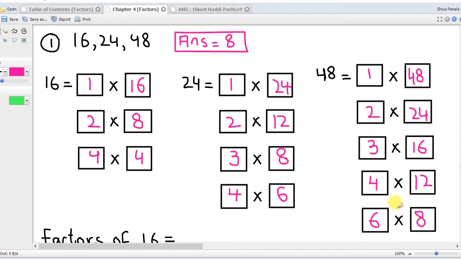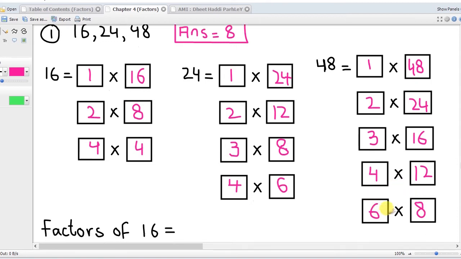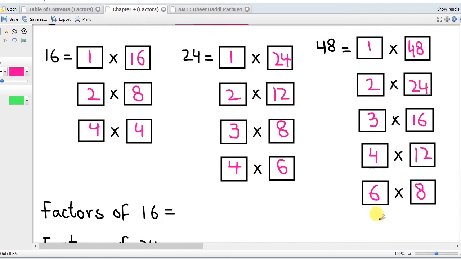Now see, the numbers have been interchanged and are repeating, so there is no need to go further and keep checking up to 48. We have already got the other half of these numbers. So the factors for number 48 are 1, 2, 3, 4, 6, 8, 12, 16, 24 and 48.